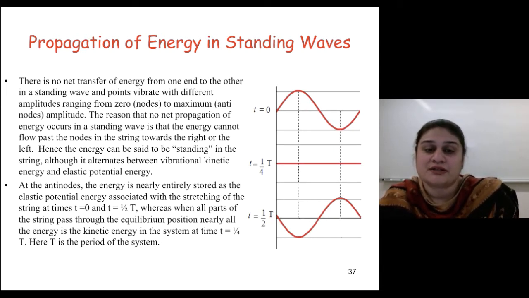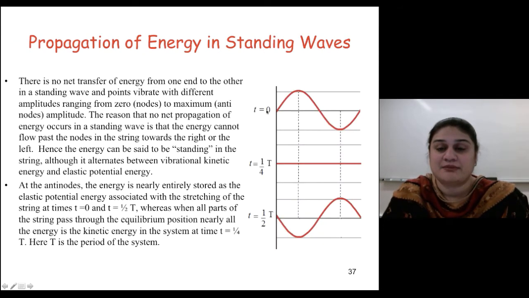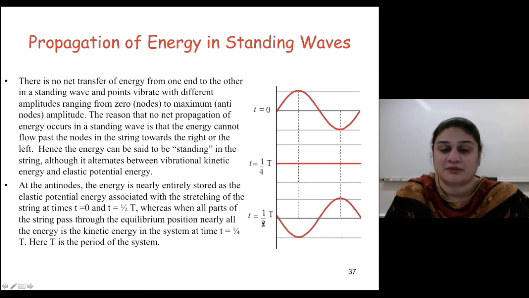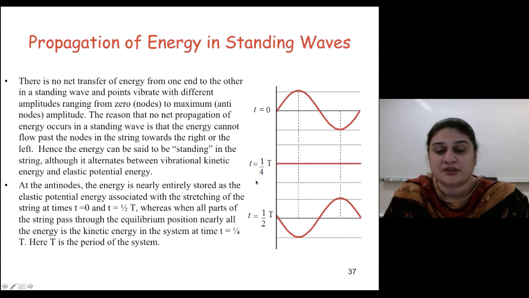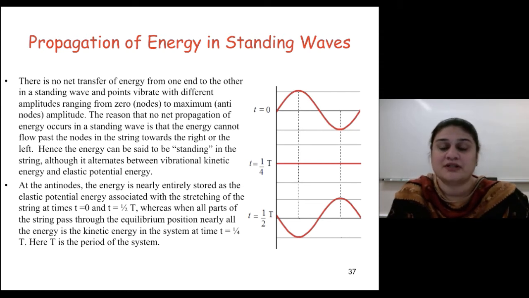Hence, the energy is said to be standing in a string, although it alternates between vibrational kinetic energy and elastic potential energy. At the antinodes, the energy is nearly entirely stored as elastic potential energy associated with the stretching of the string. This is represented at time t equals 0 and at time t equals T/2. At time t equals T/4, nearly all the energy is kinetic, where T is the period of the system.